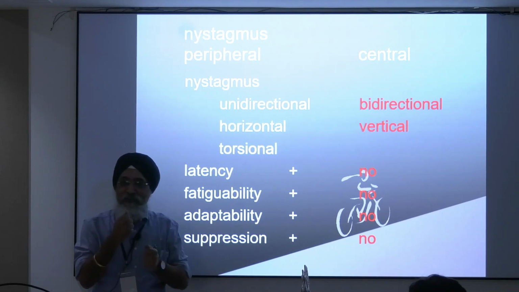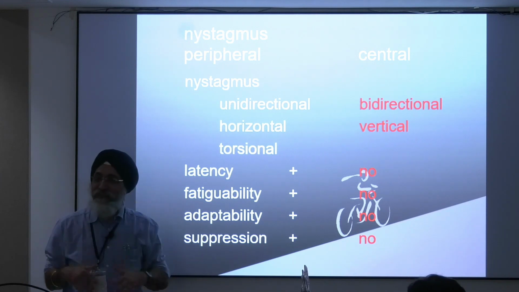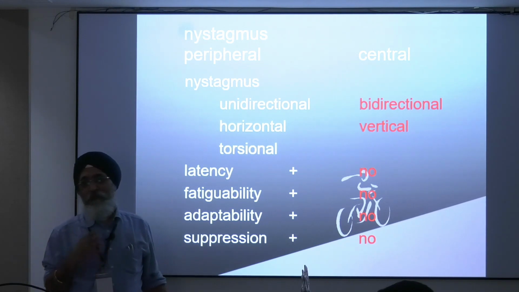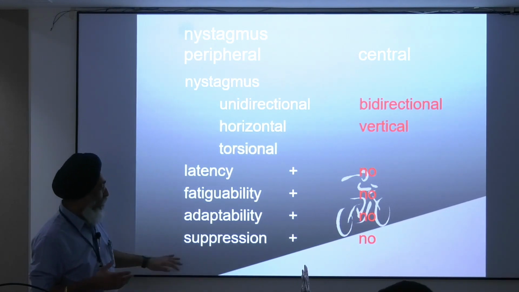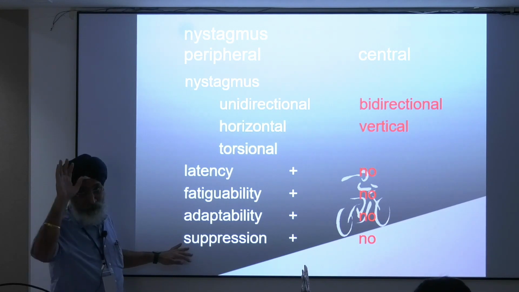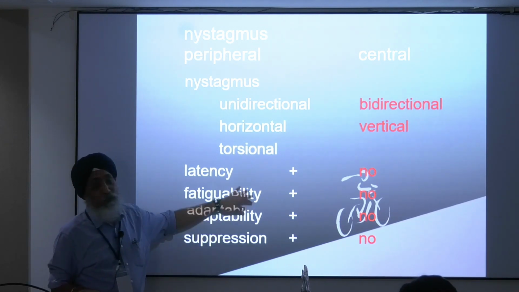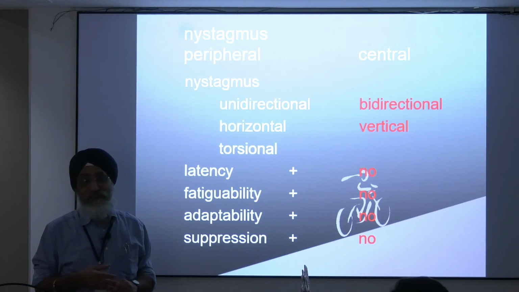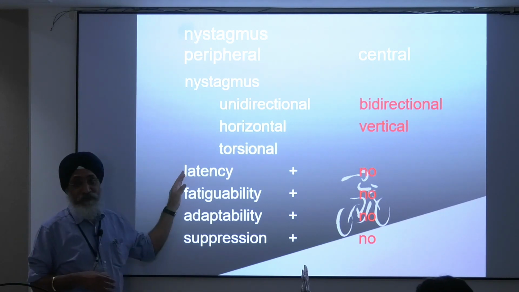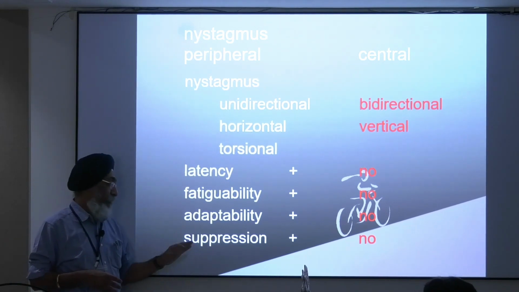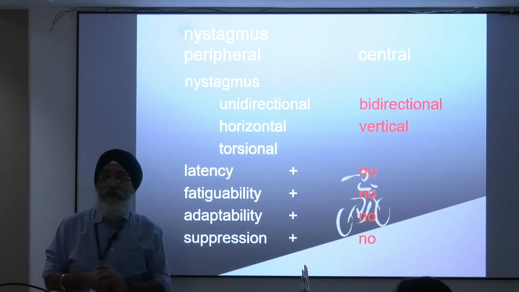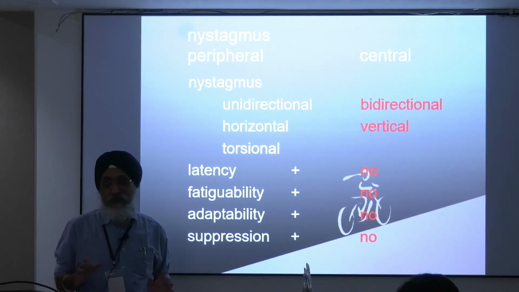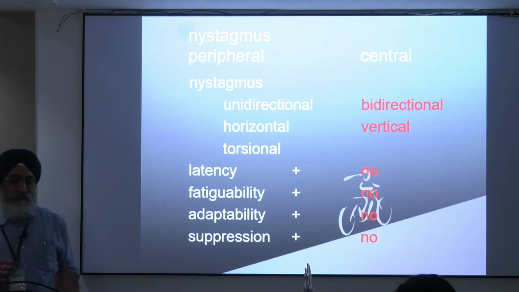And you do it again and again. The nystagmus goes down. Your CNS is adapting to it. The brain is adapting to it. And you can suppress it by vision. You can suppress it by the cortex. So these 4 points we also look at when we are looking for nystagmus: presence of latency, fatigability, adaptability, and suppression. All of these are features of peripheral. I hope I have tried to simplify nystagmus to the maximum.